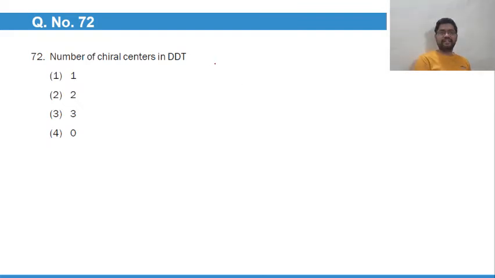Number of chiral centers in DDT. What is DDT? Dichlorodiphenyltrichloroethane. So its structure is something like this.